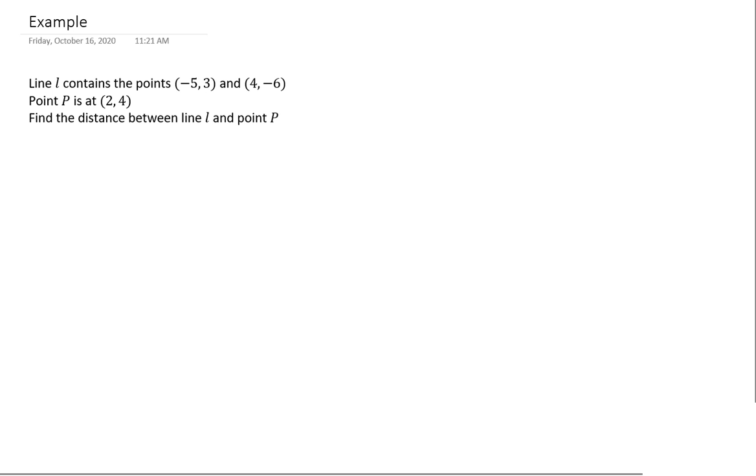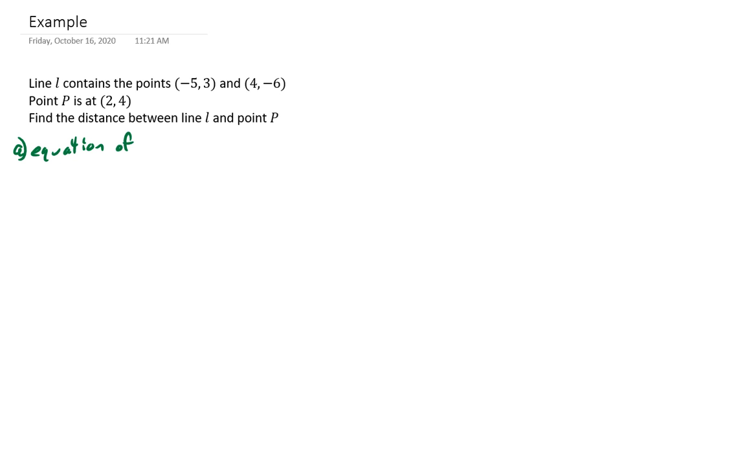So an example of this. Let's say that line L contains the points -5, 3 and 4, -6, and point P is at 2, 4. Now I want to find the distance between line L and point P. So the first thing I do is I need to find the equation of line L. So for that, I do need the slope. Slope is change in y over change in x. So 3 minus -6 over -5 minus 4. So that's going to be 9 over -9, which is -1.